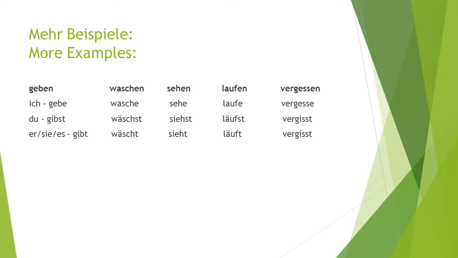Waschen means to wash. Ich wasche. Du wäschst. Here we have an umlaut case. And er/sie/es wäscht. Sehen, this is also a very simple verb, means to see. Ich sehe. Du siehst. Er/sie/es sieht. Laufen means to run. Ich laufe. Du läufst. Er/sie/es läuft. And vergessen means to forget. Ich vergesse. Du vergisst, and er/sie/es vergisst. Here we have again the change between E and I sounds or letters.